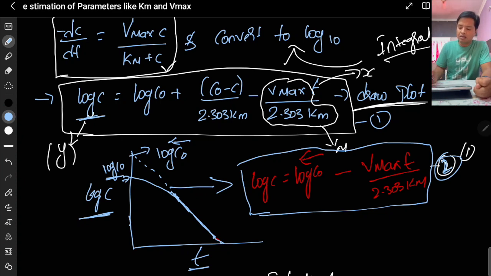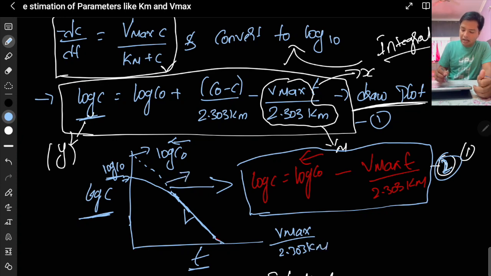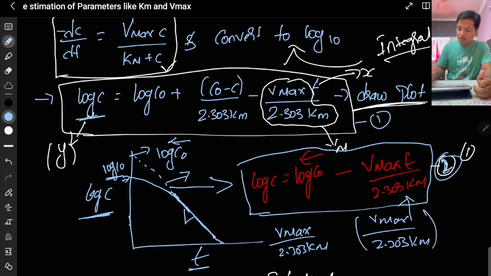You can take anything here. If you take the straight line in the curve, the slope will give you Vmax by 2.303 Km, and the slope of the extrapolated line will also give you Vmax by 2.303 Km. In both cases we get the slope as Vmax by 2.303 Km. Now I want to find the value of Vmax and Km.